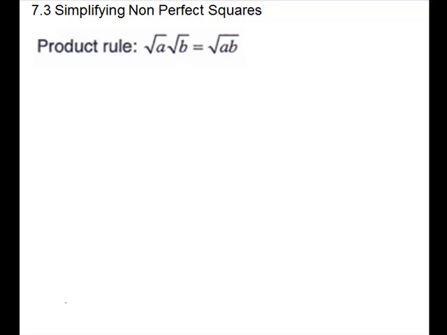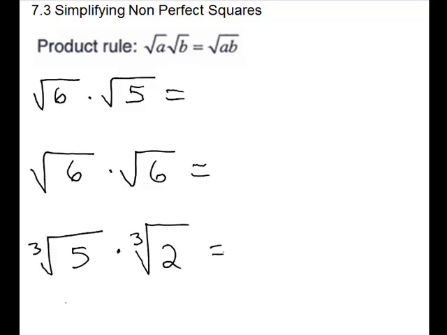And these numbers need to be positive. This does not work if you have negatives under there. So if you have positive real numbers, multiply those underneath the radical. We can also use it, and we'll look at that in a few minutes, to break down a radical. So if we're here, we can use it to break down into separate radicals. Let's look at a few examples.